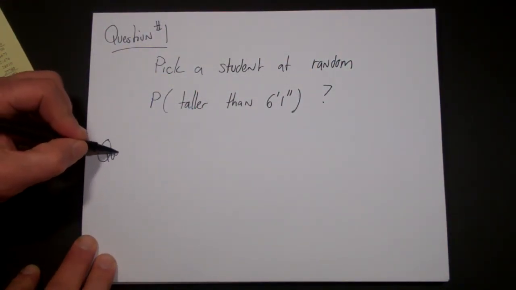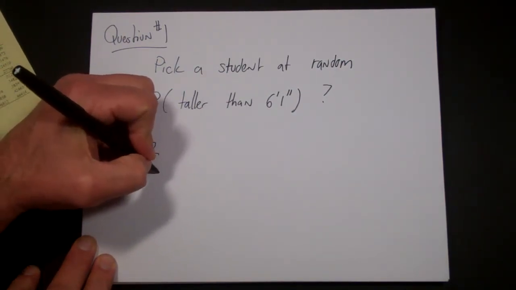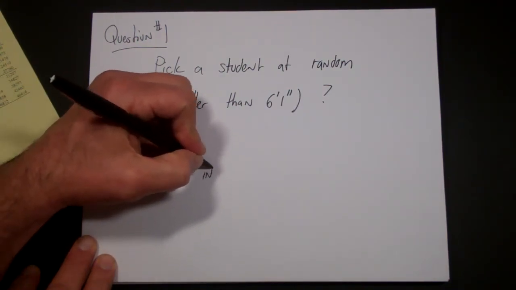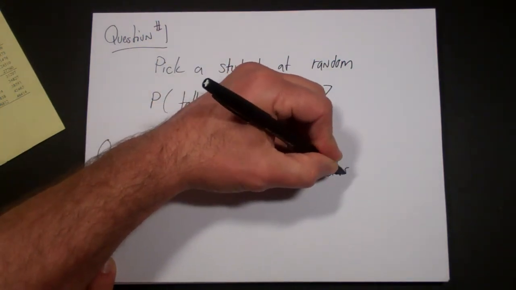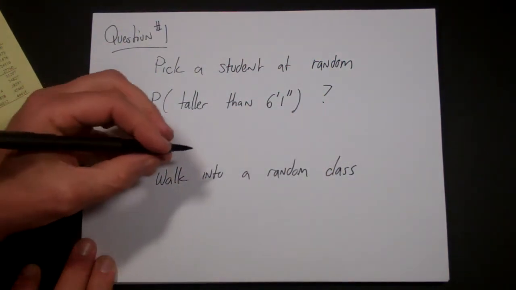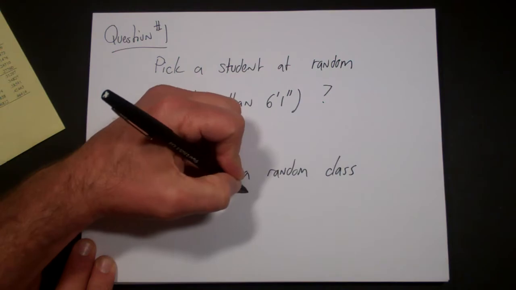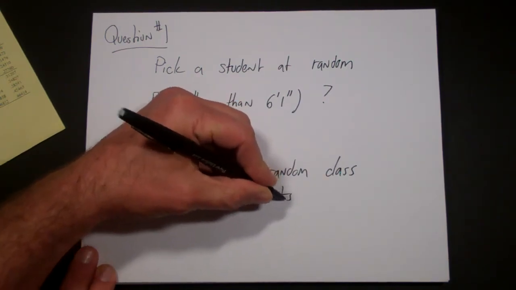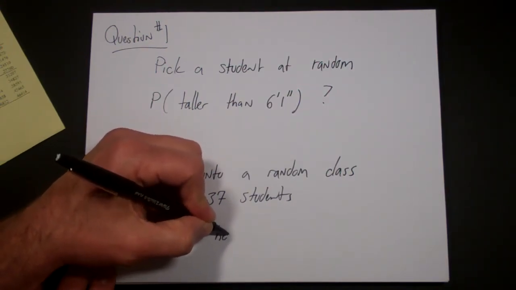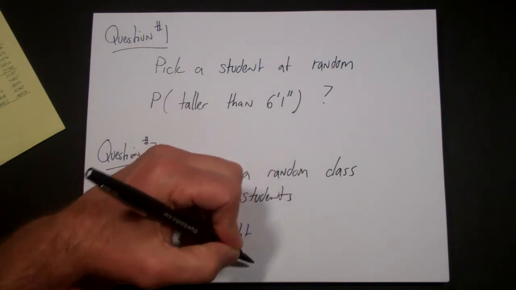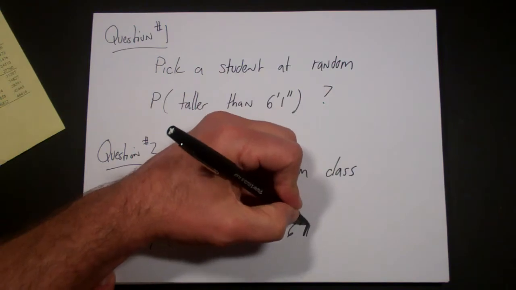Question number two is a similar question. Question number two is you walk into a random class, and let's see, for purposes of this example, let's say the class has 37 students. What's the probability that the average height of the students is greater than 6 foot 1 inches?